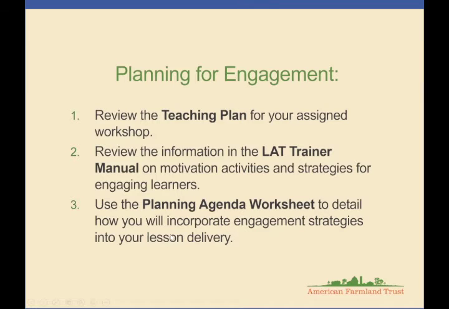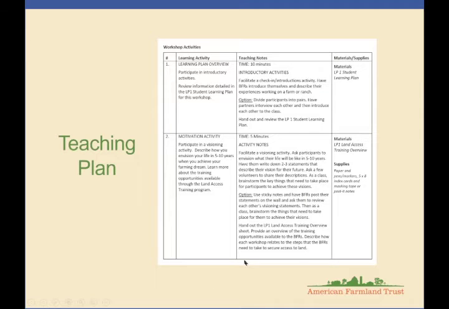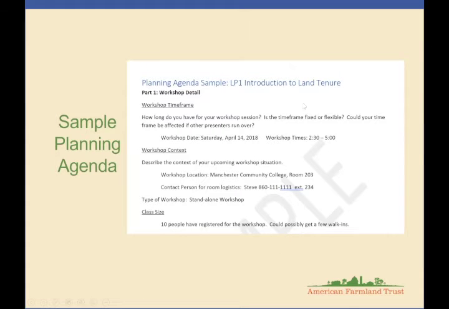So in order to plan for engagement, the basic process is that you're reviewing your teaching plan. You're reviewing the information in the land access trainer manual that has all those ideas that you can look at to see if there's anything that would help you with your planning. And then you use the planning agenda worksheet to detail how you're going to incorporate engagement strategies in your lesson delivery. So this is an example of the teaching plan. We've looked at those several times already. This is what the planning agenda starts to look like.